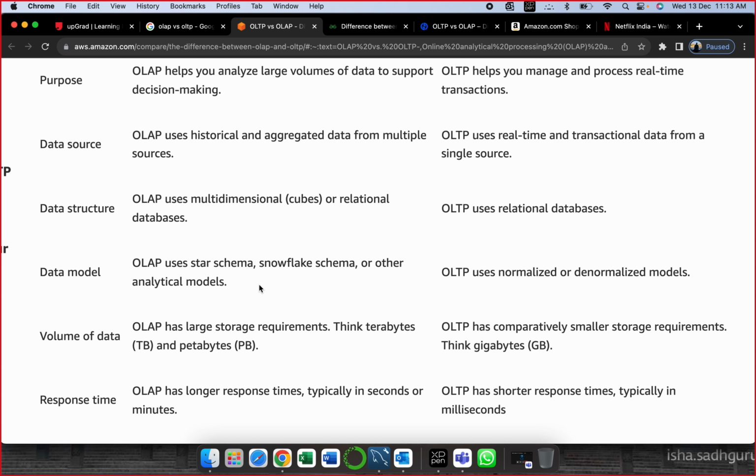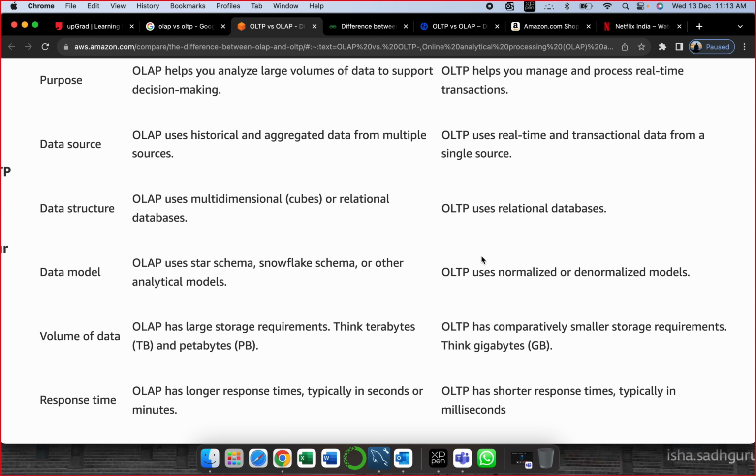Understand? Now, let's say there's another UPI app that has newly come into the market. Its user base is less, so it will be using a star schema. Small database, star schema. Larger data size, snowflake schema.